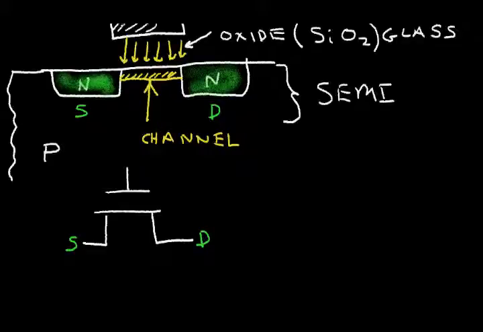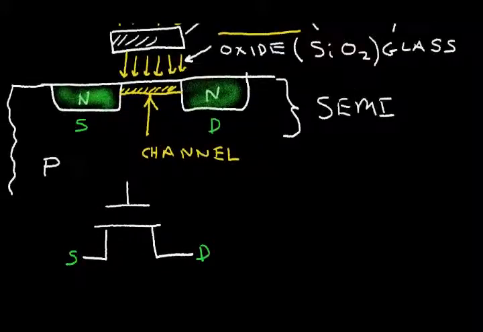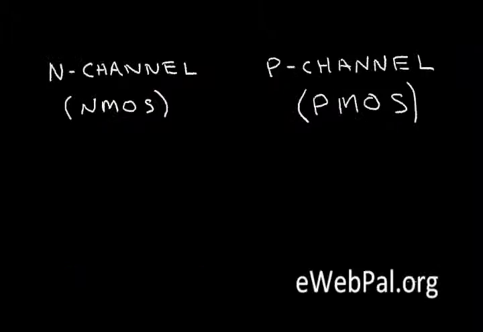And this region here is the gate material, which is this gate connection. So you can think of this symbol as, when the gate voltage is increased, you get an electric field in this insulating glass region. And that electric field forms a channel between the source and the drain.